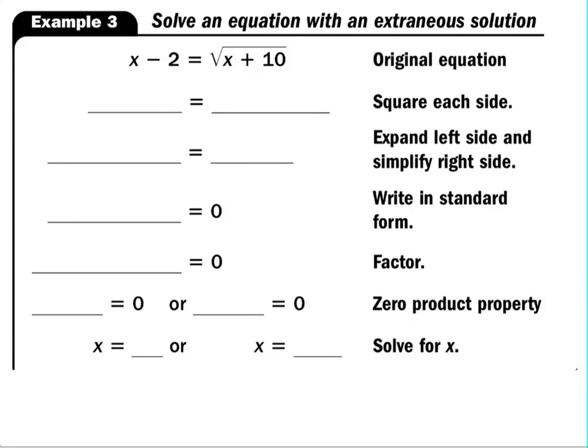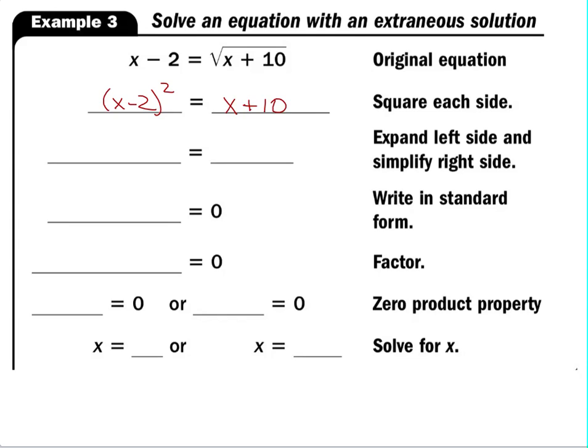We have x minus 2 equals square root x plus 10. So it says square each side. Well, I probably can just do that. Square root of x plus 10 squared is x plus 10. On the left, it's x minus 2 squared. Remember, the entire side of the equation has to be squared. You can't get away with just squaring each term.